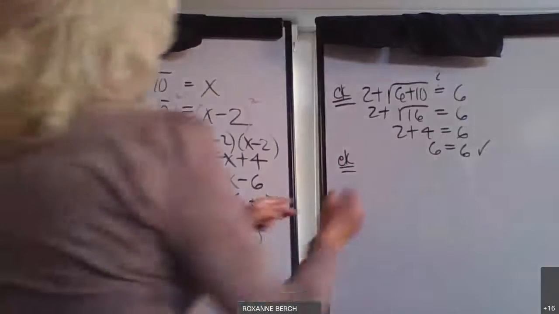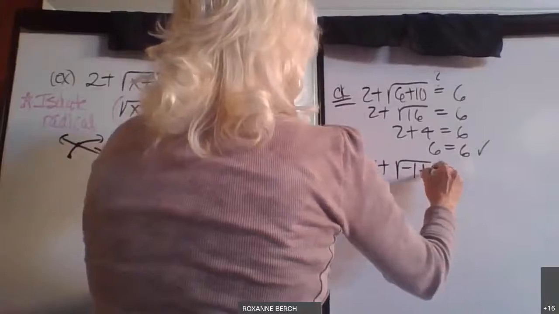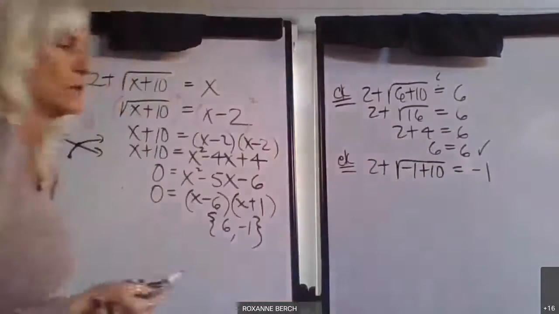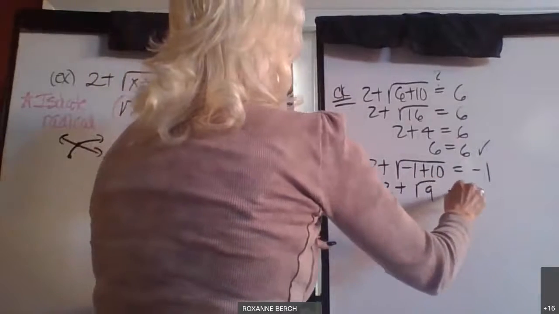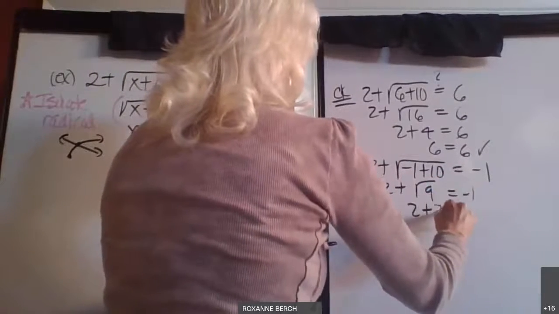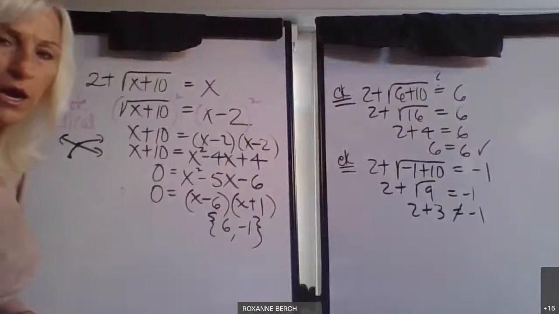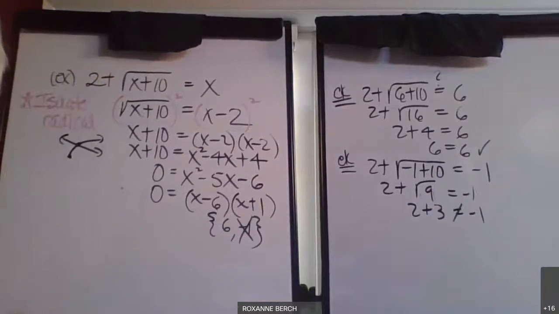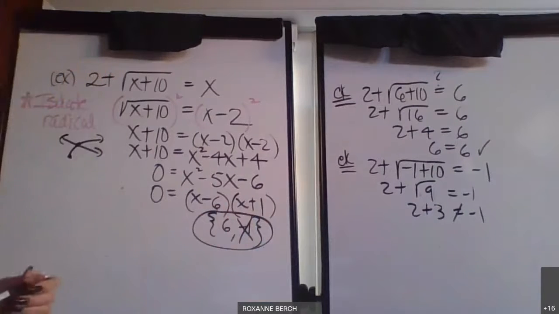So now we're going to check negative 1. So 2 plus the square root of negative 1 plus 10, is that equal to negative 1? Is 2 plus the square root of 9 equal to negative 1? Is 2 plus 3 equal to negative 1? Not the last time I heard. So negative 1 is an extraneous solution. And so you have one solution, which is 6.